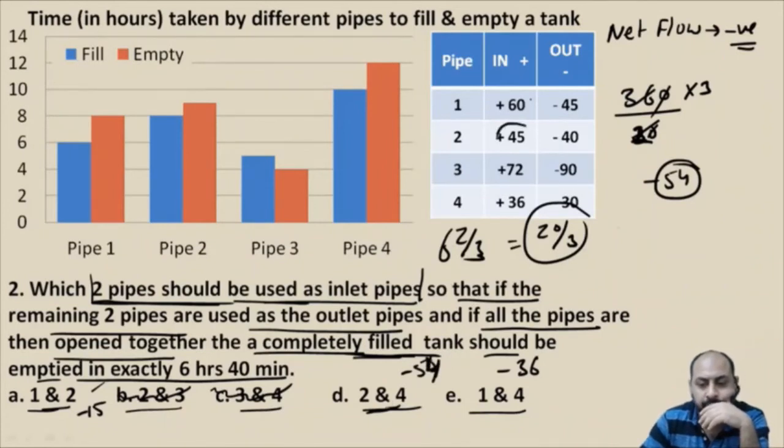Let me just check. 2 and 4, plus 81 and minus 135.